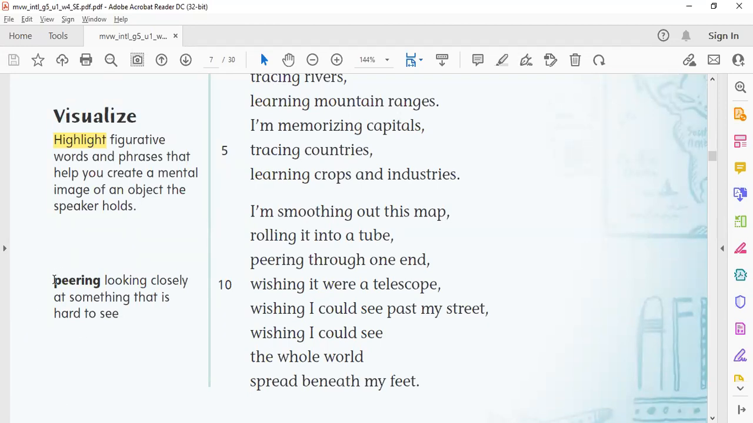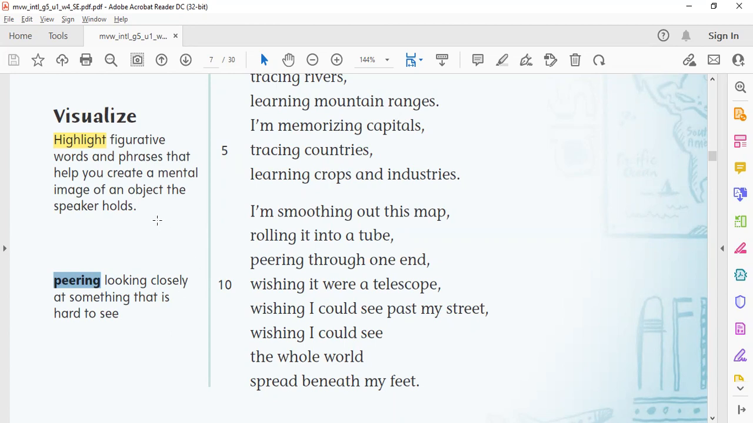As you can see here on the left, what is the meaning of the word peering? Looking closely at something that is hard to see. Very good, Muhammad Magdi. Great. Peering is looking closely, or just looking.